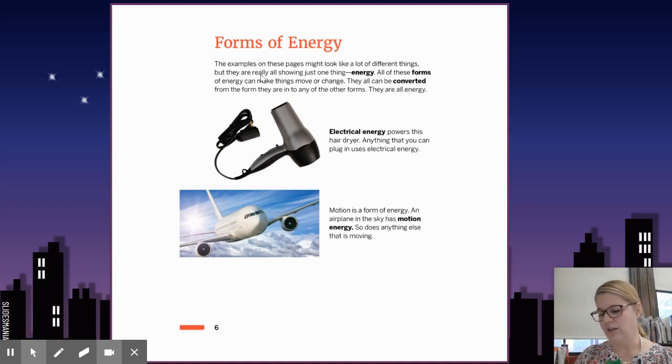They are all energy. So electrical energy, you see a picture of a hairdryer. Electrical energy powers this hairdryer. Anything that you can plug into the wall uses electrical energy. I also see an airplane here. Motion is also a form of energy. An airplane in the sky has motion energy. So does anything else that's moving. So what other things move? My bicycle, a car, my skateboard are all forms of motion energy.